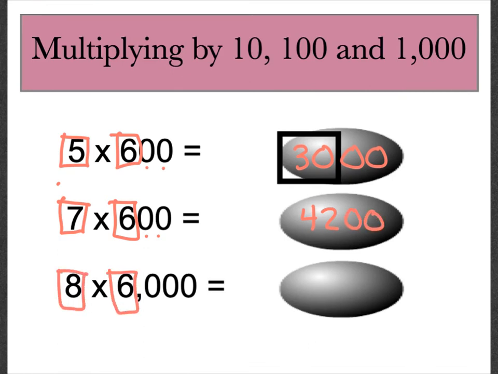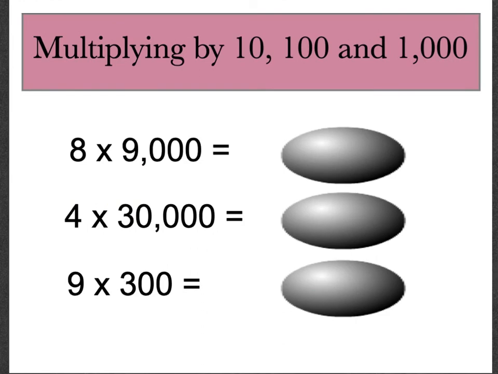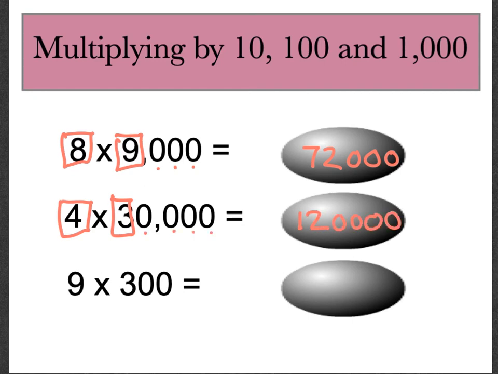8 times 6 is 48. 1, 2, 3 zeros. All right, last couple of problems. So 8 times 9 would be 72. 1, 2, 3 zeros. 4 times 3 is 12. 1, 2, 3, 4 zeros. And then the last one, 9 times 3 is 27 with 1, 2 zeros.